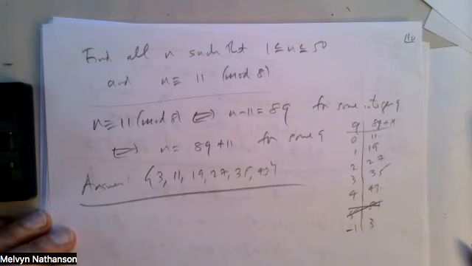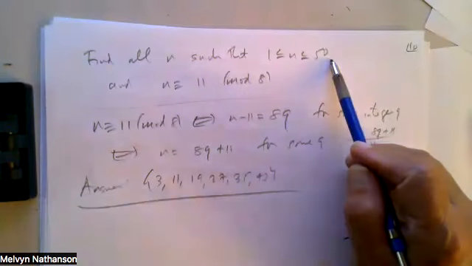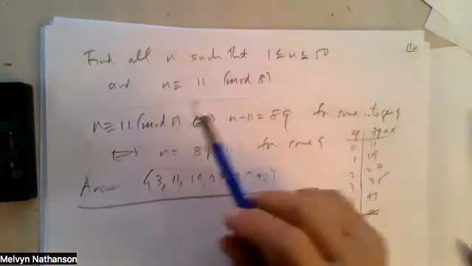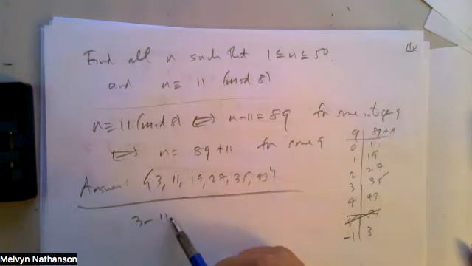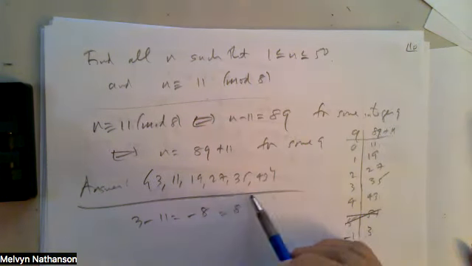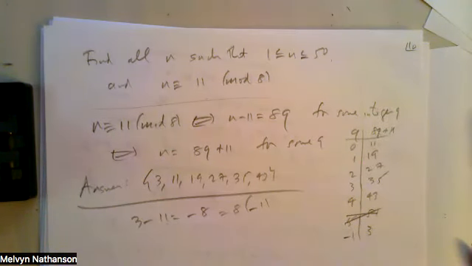Now, congruence. Professor, why did you include 3 in the answer? Why did you include 3? Well, is 3 between 1 and 50? Yeah. Is 3 congruent to 11 mod 8? Three minus 11 is minus 8. That's 8 times minus 1. So 3 minus 11 is divisible by 8.